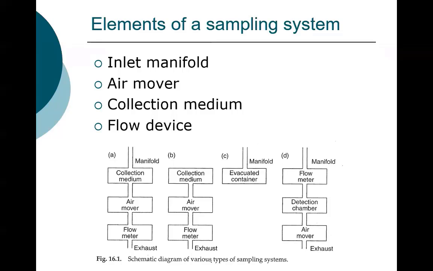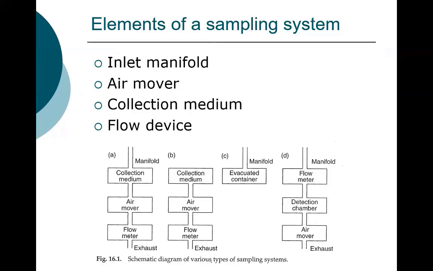And then you have the collection medium, and this could be a solid sorbent. It could be a liquid sorbent. It could be a filter for collecting particles. It could be a chamber for collecting a volume of air. You will often have some sort of an air mover, so a vacuum or a pump, and then a flow meter. The first device here, A, is typical of many extractive sampling devices.